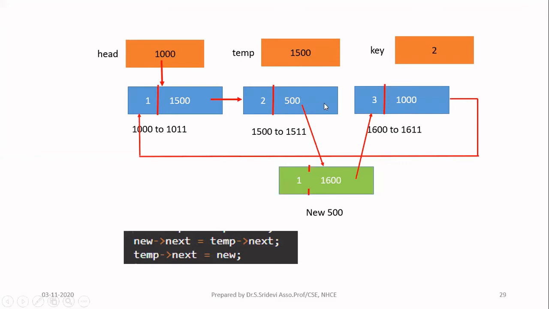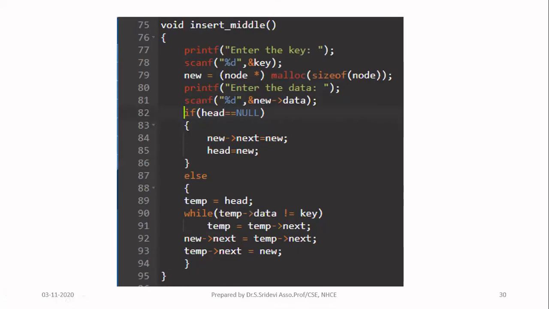Now, if you see the movement, from 1 you have 1500, so you will come here. From 1500 you will get 500, you will go to this new node. Then from 500 you will get 1600, you will go to this node. So that means we have inserted the new node after 2, that is after the key value, whatever the user has typed. So the step is over. All the steps are written in the form of a function.